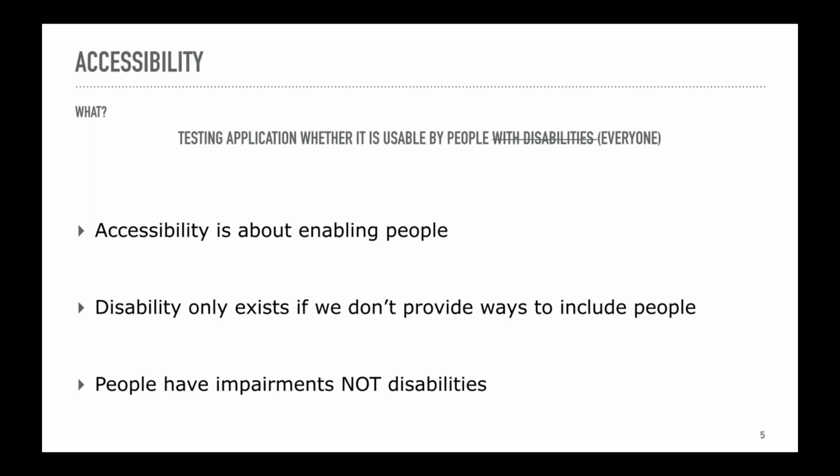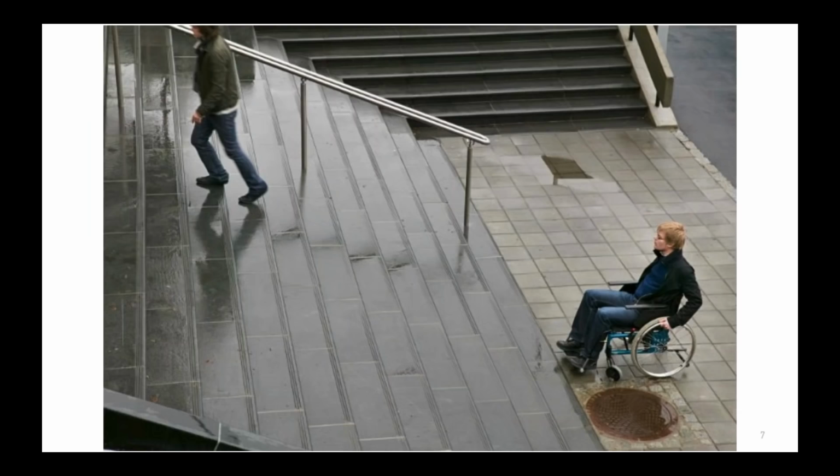Accessibility is about enabling people. Disability only exists if we don't provide ways to include them in our day-to-day life. People have impairments, not disabilities, right? So let's not discriminate against them by saying disability. A nice way to describe them is impairments. So let's see some examples of who we're talking about and how these impairments and disabilities are considered in a real-life environment, right?